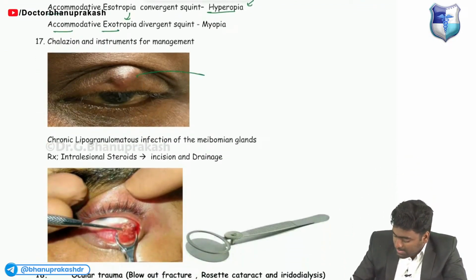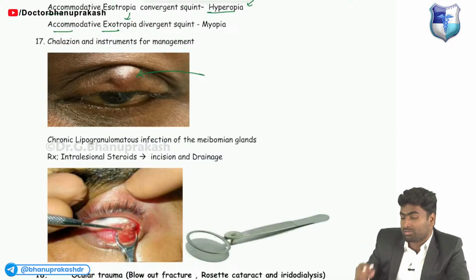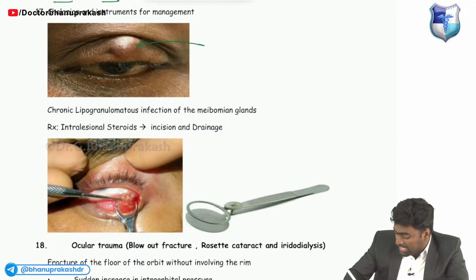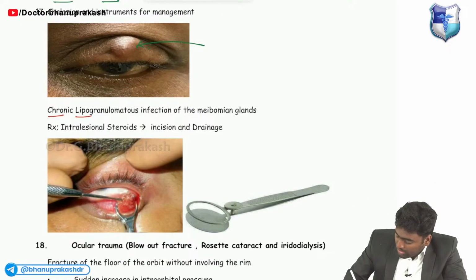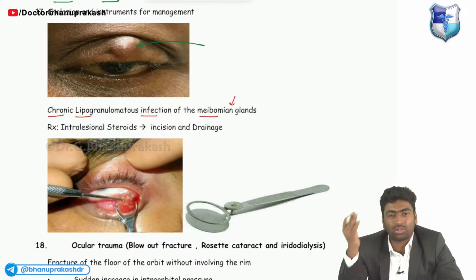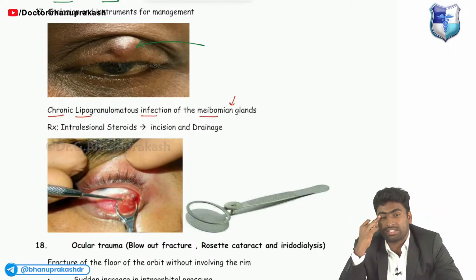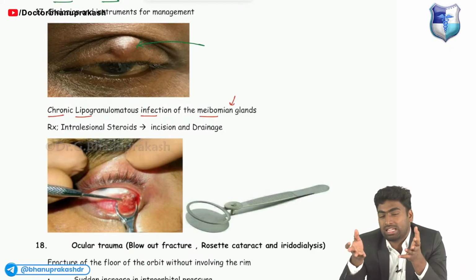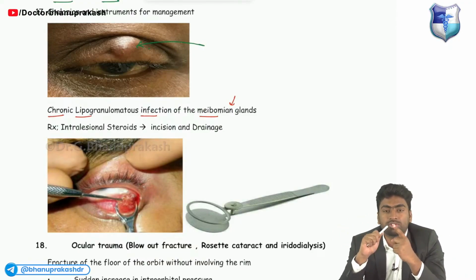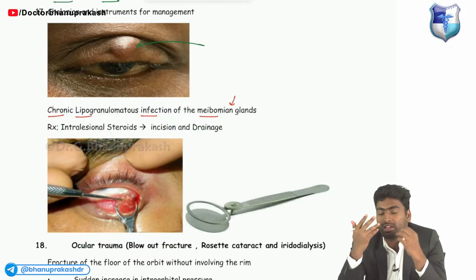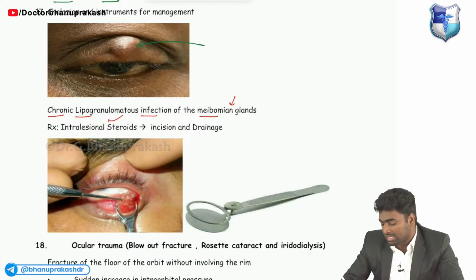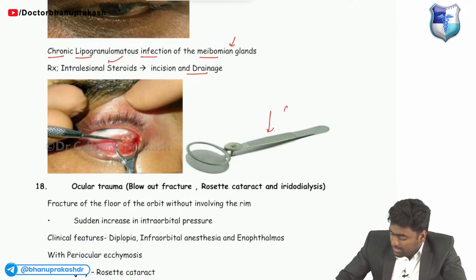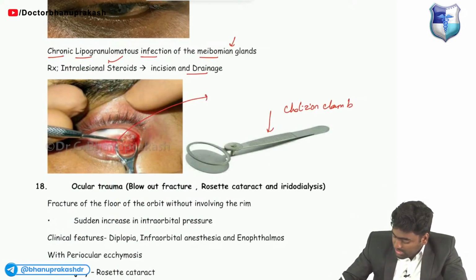Next, if you are able to see a painless swelling on the upper eyelid, it is what? It is the chalazion. Which is actually what? It is a chronic lipogranulomatous infection of which gland? It is the chronic lipogranulomatous infection of the meibomian gland, and we know it is painless. So in these cases, we can do two things. Either we can give steroids or we can scoop it out. Okay, we can give steroids or we can do incision and drainage with the use of this clamp, which is known as Elysian clamp, and this scoop, which is known as Elysian scoop.